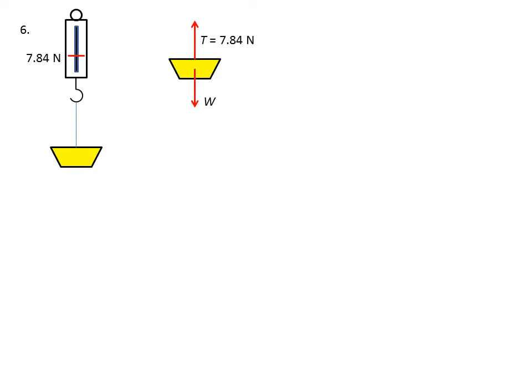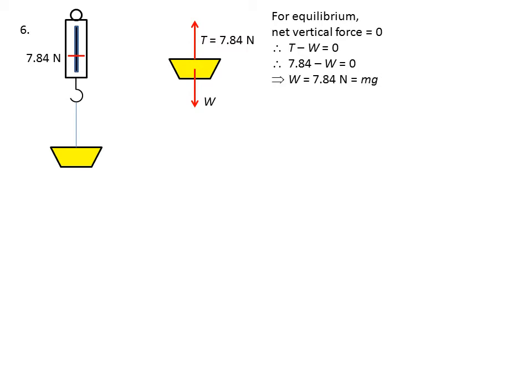So it's obvious that the crown is in equilibrium because it's not moving. So net vertical force must be 0. So T minus W must be 0. So T is 7.84, so that gives us W. And W, of course, is the weight of the crown, which is mass times acceleration due to gravity, and this allows us to find the mass of the crown to be 0.799 kilograms.